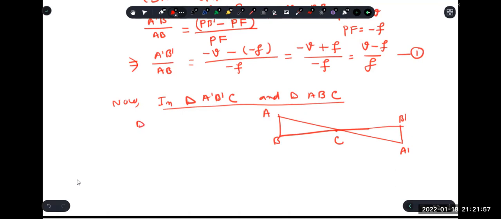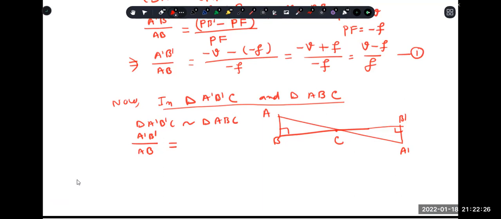Automatically, no doubt, triangle A'B'C is similar to triangle ABC. And due to similarity, we can easily write the height of the image to the height of the object. So A'B', the image height, to the size of the object AB, is equal to B'C over BC.